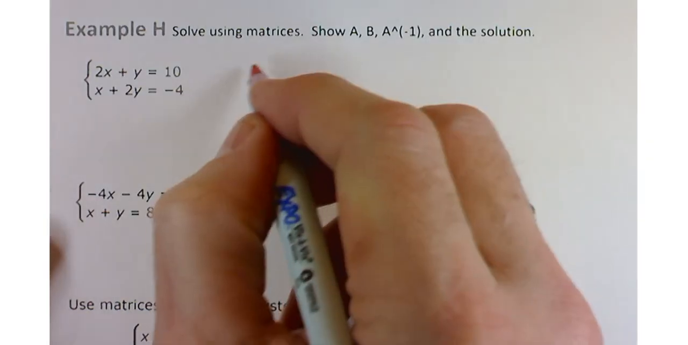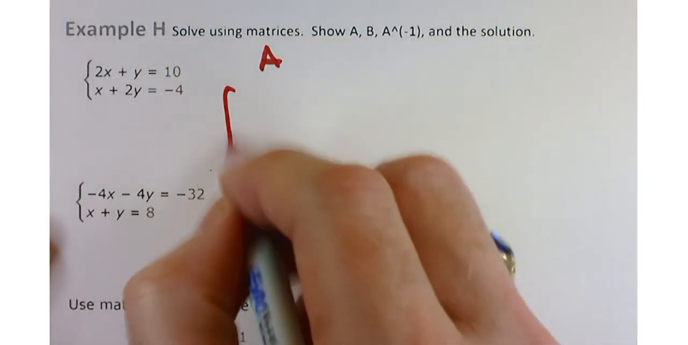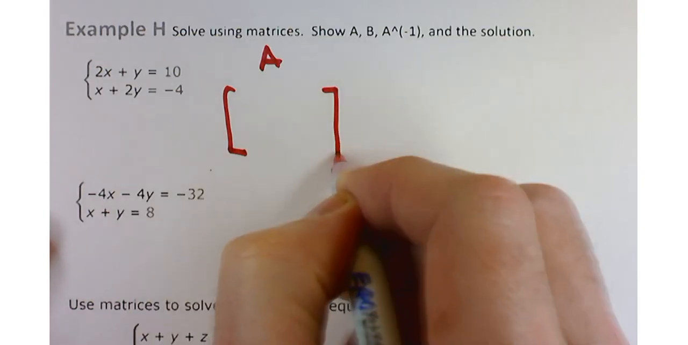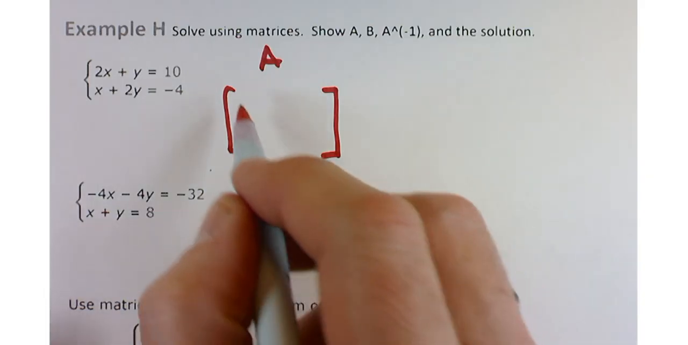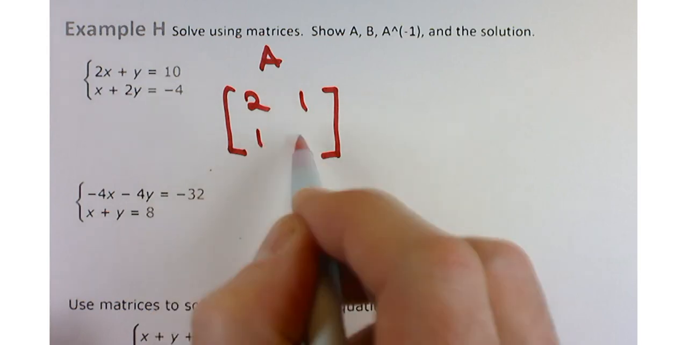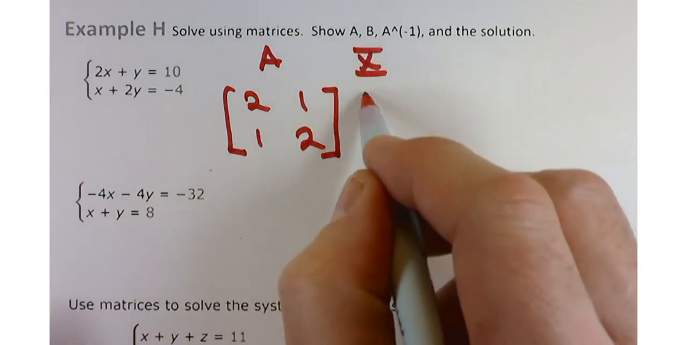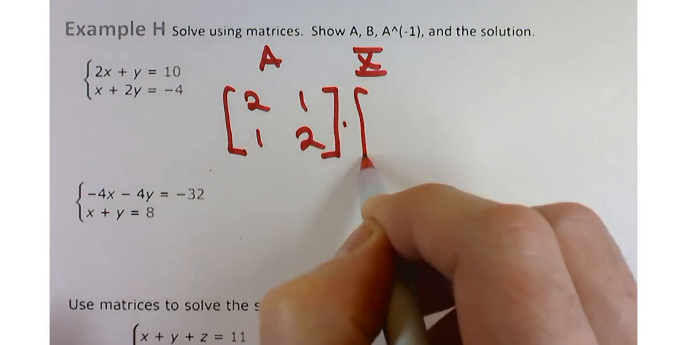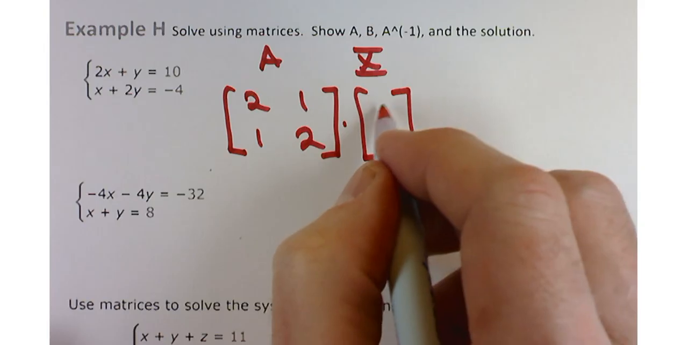First of all, I need matrix A. That's going to be the matrix of coefficients. What are the coefficients in this problem? Just the coefficients, not the right-hand side, the coefficients. 2, 1, 1, 2. Great. So that's my A. Here's my X. X is just the column of variables, X and Y.